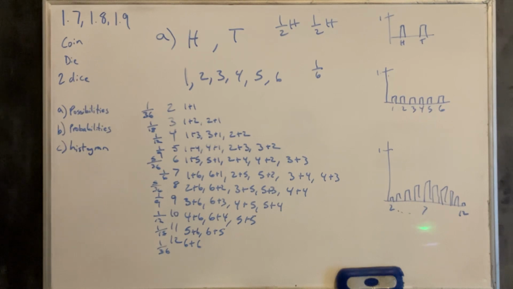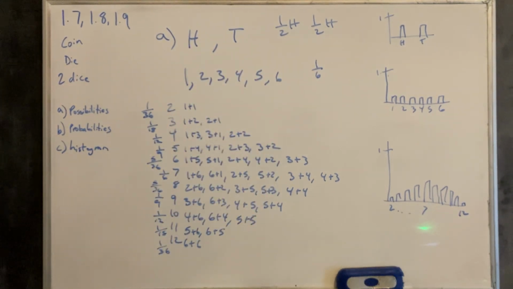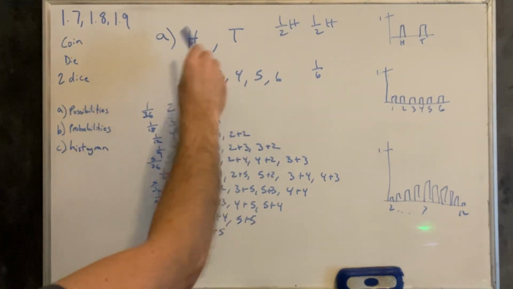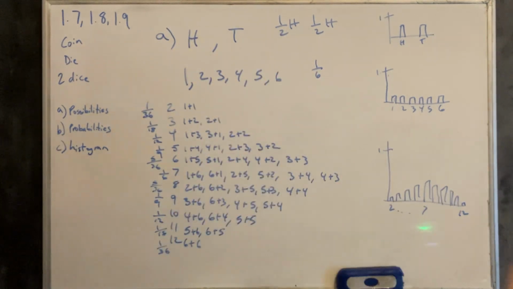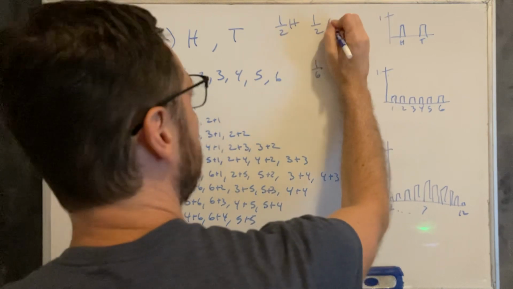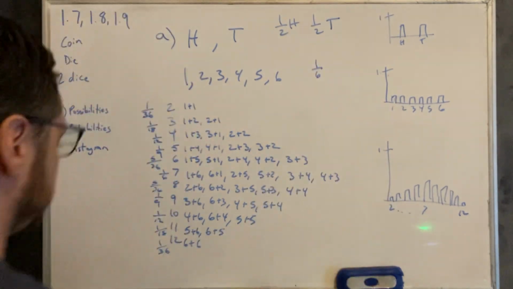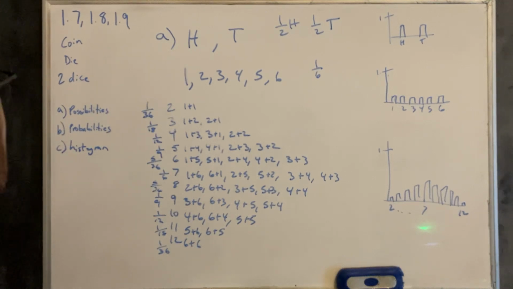So starting with the coin, what are the possibilities of results for a coin? Well, it could be heads or tails. Those are the only possibilities. The probability that you get either one is 1/2. You have a 50% chance you get heads. I wrote heads twice. And a 50% chance you would get tails. So it's half and half.